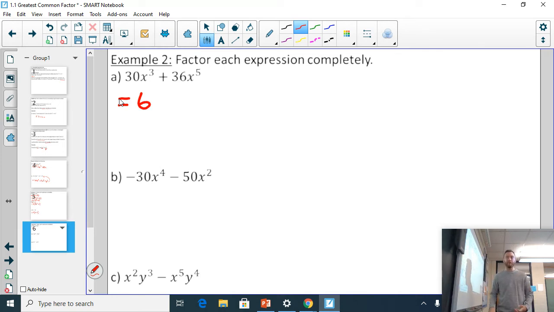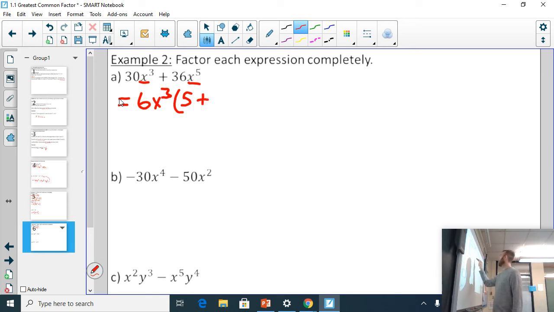And now I'm looking at the variables. How many variables do they each share? Well, this one has 3 x's, and this one has 5 of them. So the most that they share is x to the third, right? So we can take out x to the third. And then when we multiply, I'm asking 6x cubed times what gets me 30x cubed? Well, we already have the x cubed, so we really only need the 5, right? Because 6x cubed times 5 is going to get us the 30x cubed. So we don't need any x's there.